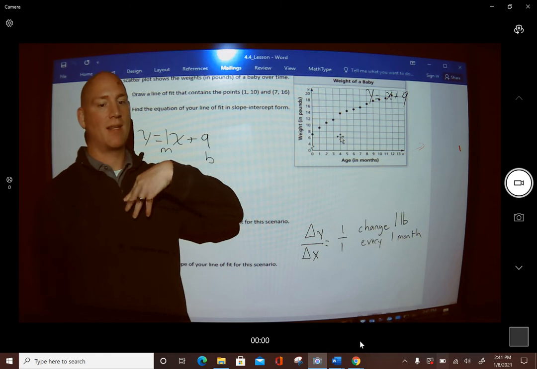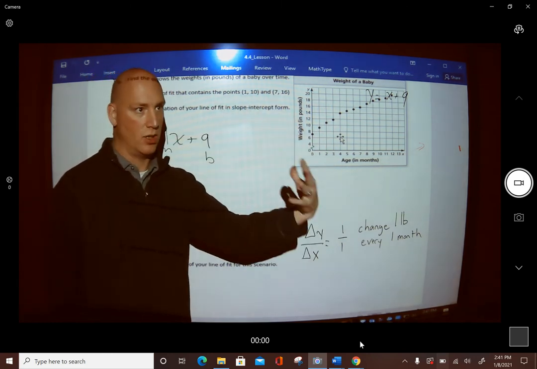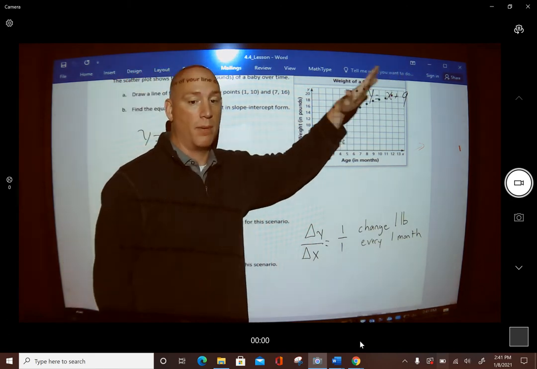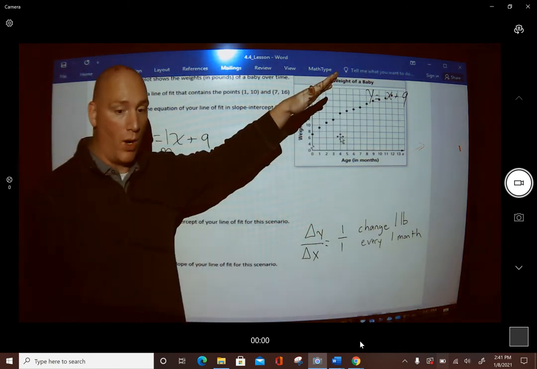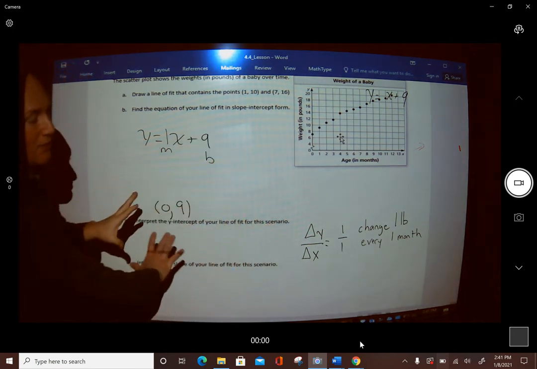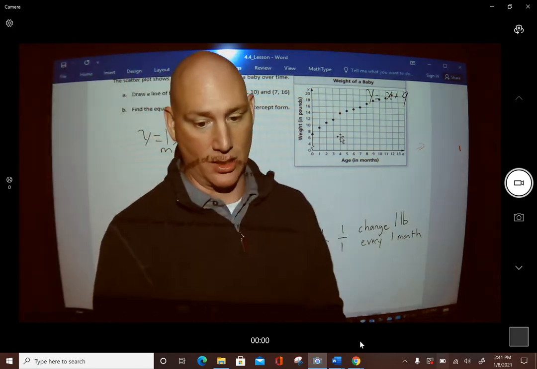That means we expect the baby's weight to change by +1, or go up. Notice our line was going up. We expect it to go up 1 pound every month. So make sure we understand what everything means. Everything has meaning. It's not just numbers in isolation.